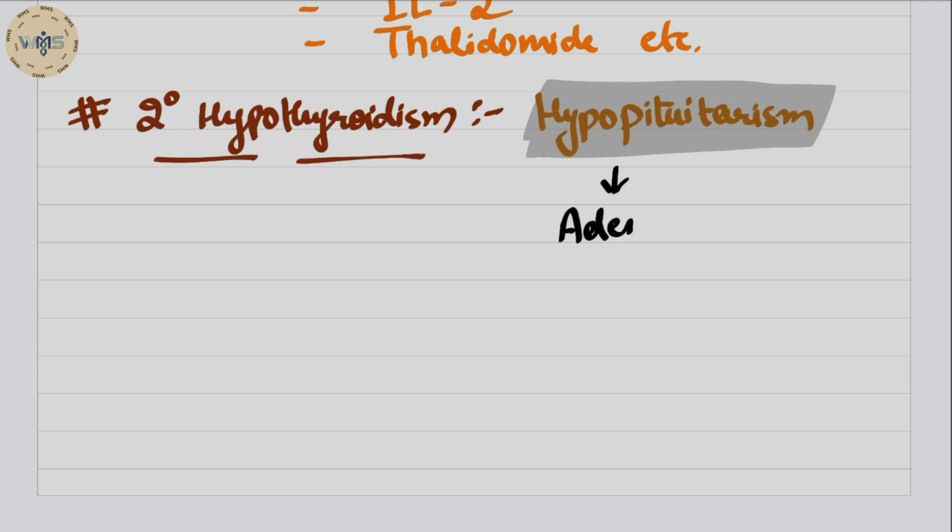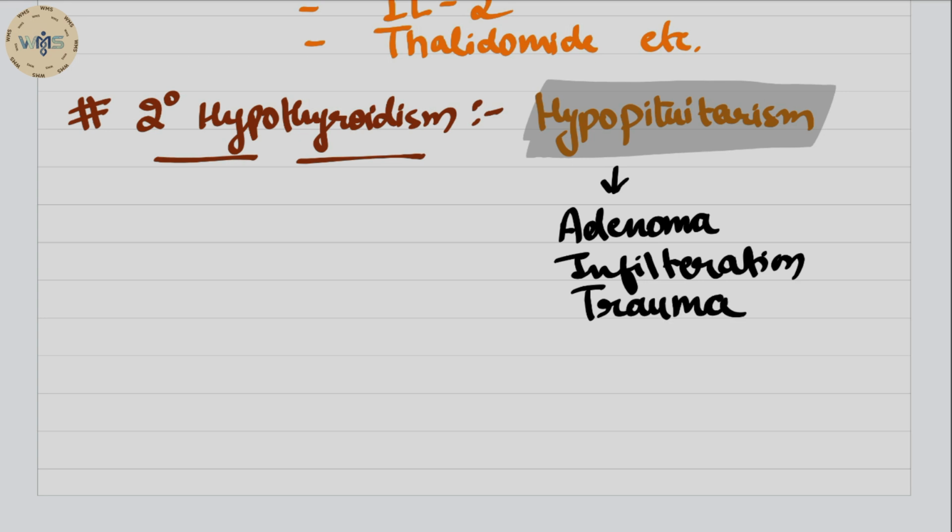It may be due to pituitary adenoma, pituitary infiltration, or any trauma or destruction to the pituitary gland, leading to the decreased secretion of TSH and ultimately decreased synthesis and release of thyroid hormones.